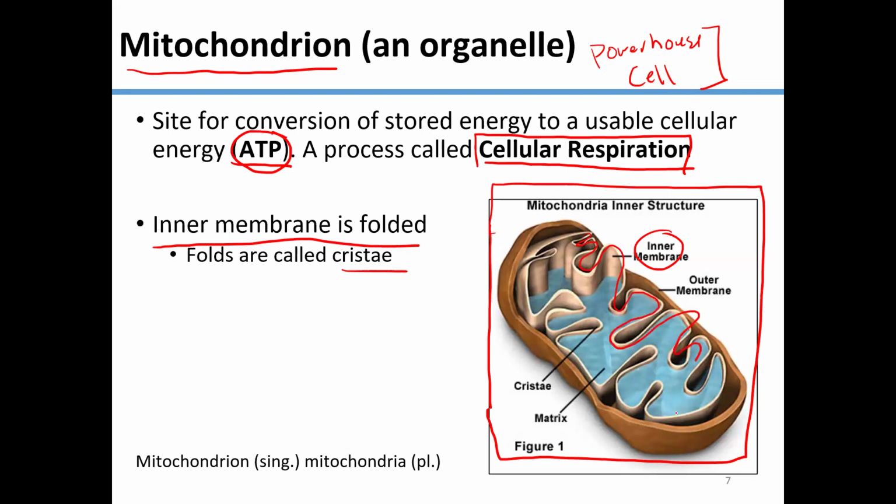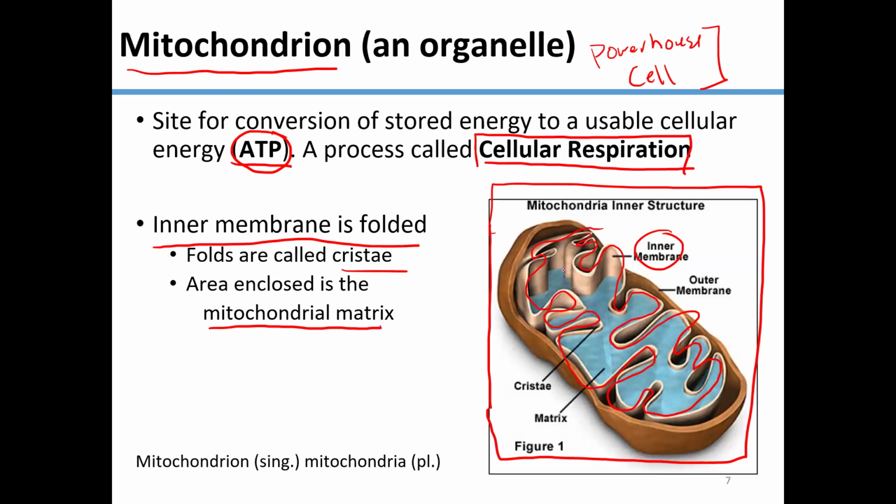Okay, so looking all the way around over here, that is going to be our cristae. And then we also have something known as our mitochondrial matrix, and it's going to be this blue substance all the way around here. So again, our mitochondria is going to be very important because it's going to allow for ATP production due to cellular respiration.